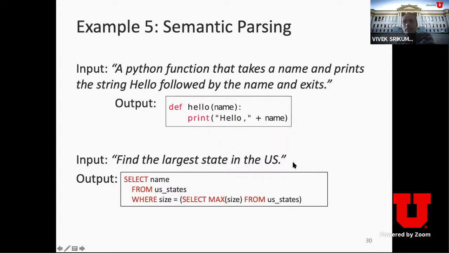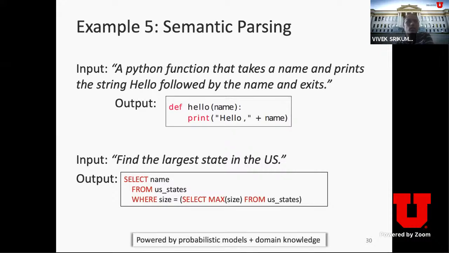Or I can ask, find the largest state in the United States. And I can convert it into this formal query that tells you, if you execute it against some sort of a database, it will give you the right answer. These kinds of problems are rather difficult. Even creating labeled data for these kinds of problems is difficult. But this is really what we would like our systems to do.